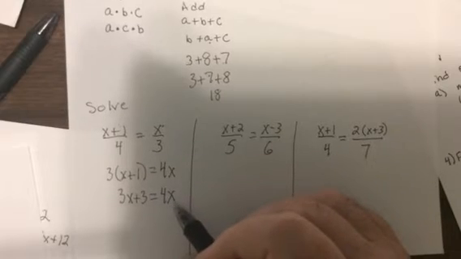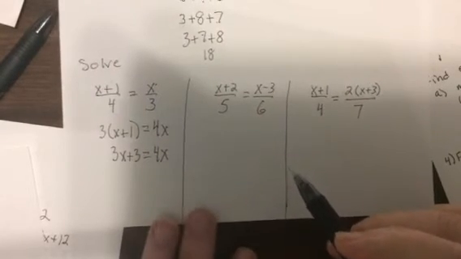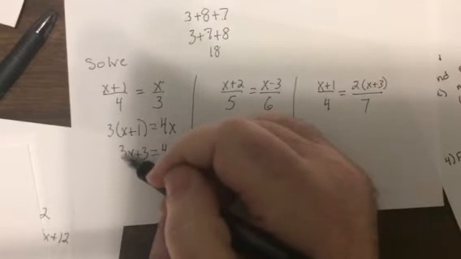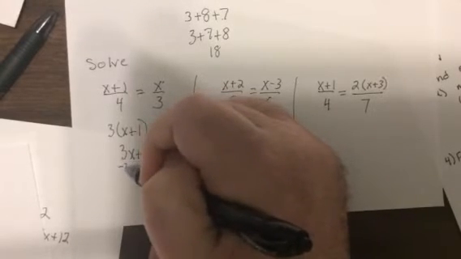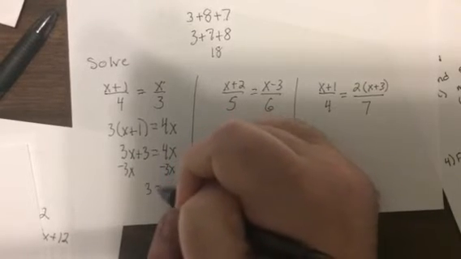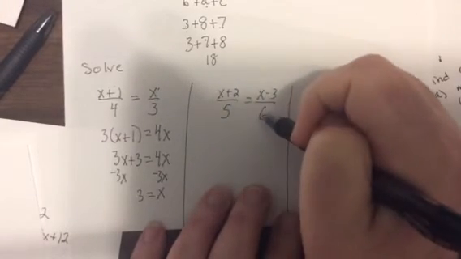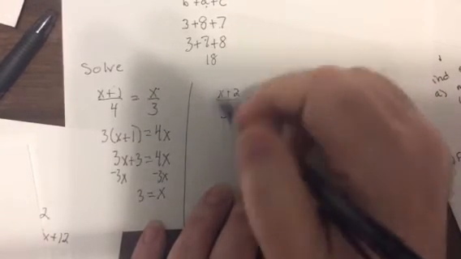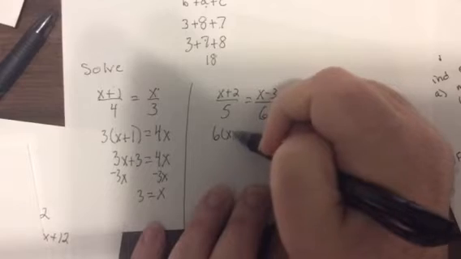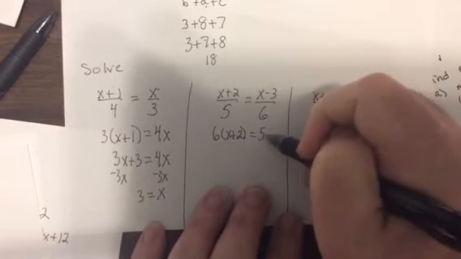Then you want the x's on one side, numbers on the other. Now, do these before I do them, please. So that would be subtract 3x. So 3 equals x. Cross multiply, so it'd be 6 times x plus 2 equals 5 times x minus 3.